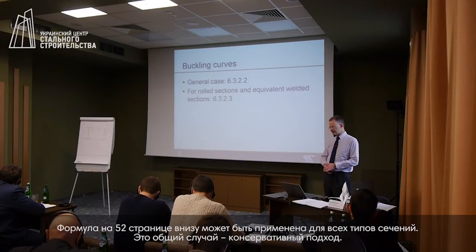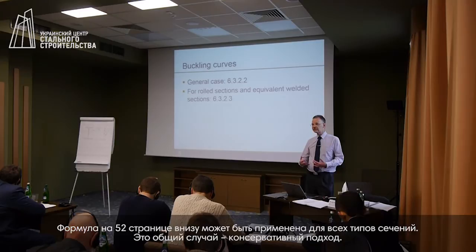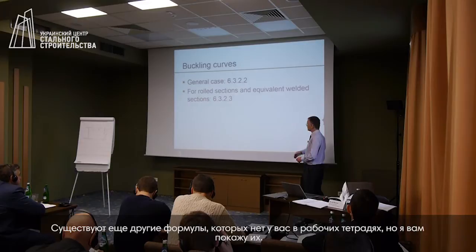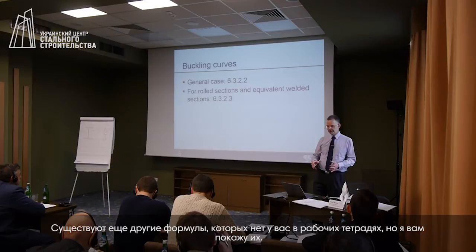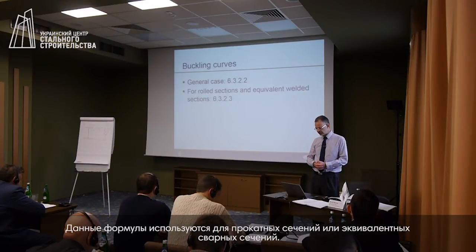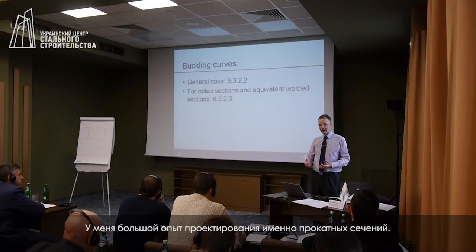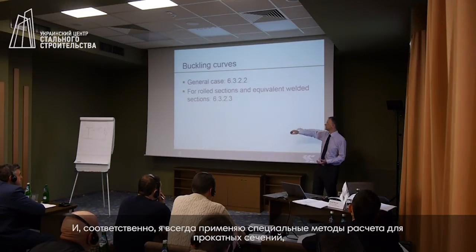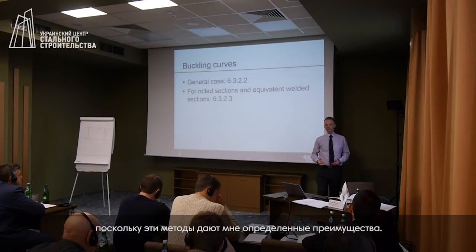The formula halfway down page 52 can be used for any section. It's a conservative approach. There is another set of formula which you do not have in your workbook, but I will show you, and they are for use with rolled sections or equivalent welded sections. So my background is with rolled sections. So I will always be using the special case for rolled sections, because that will give me some advantage.